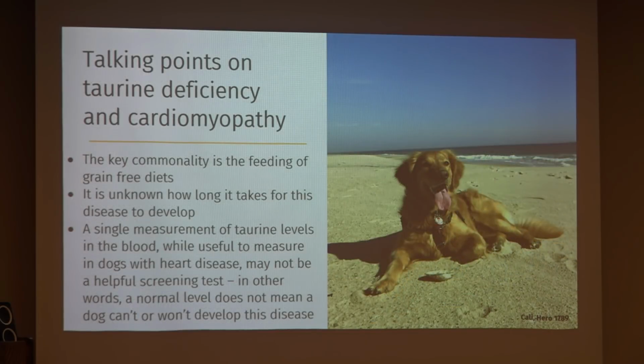And that comes to the next point, which is a single measurement of taurine levels, which may be useful. I mean, if you have a dog with dilated cardiomyopathy, you're going to measure taurine. But a lot of our golden retriever lifetime study people are asking, well, can I go and get one done? Should you add it to the panel? It may not make any difference, right? Because we don't know how long it takes to develop. And the other problem is that one normal level doesn't mean your dog is protected or won't get the disease. I think that's really important to emphasize with people.